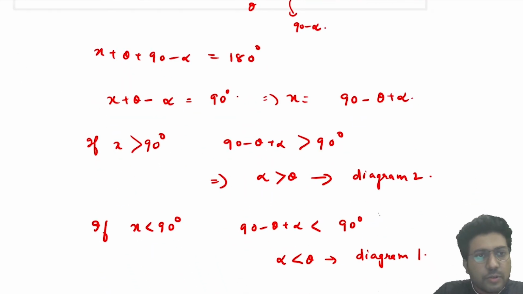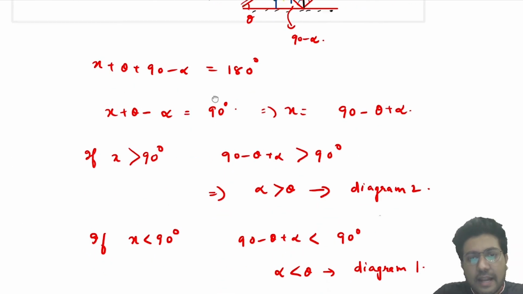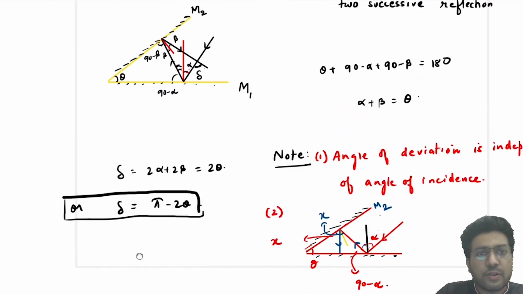So you know that x is 90 minus theta plus alpha, so you will write 90 minus theta plus alpha is greater than 90, 90 cancelled, that means alpha is greater than theta. So when alpha is greater than theta, then you draw diagram 2, this second diagram, and if alpha is less than theta, then you will draw diagram 1.